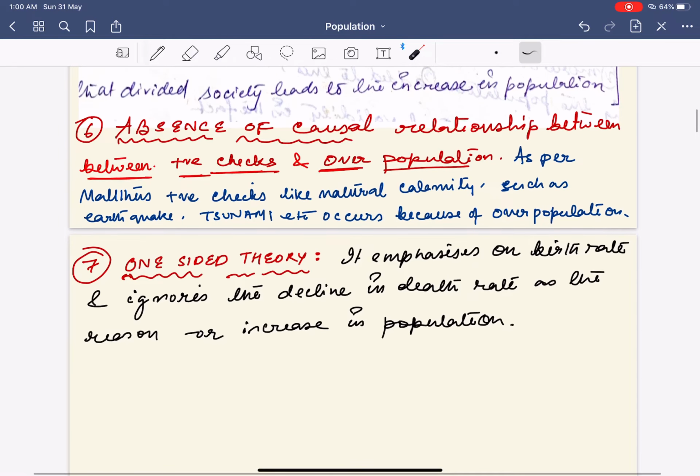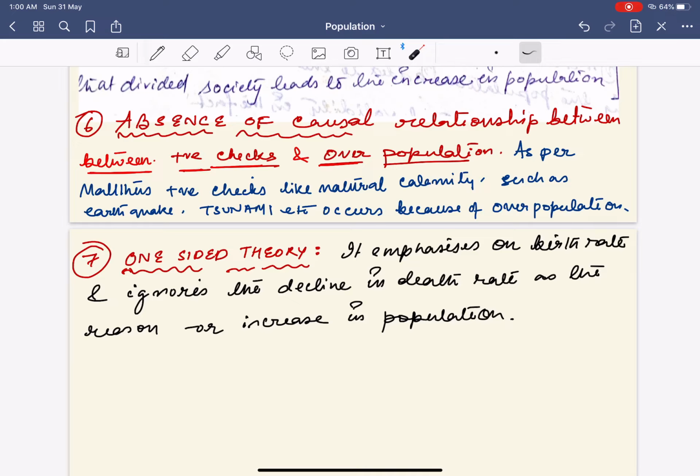Again, Malthus' theory was one-sided. Why was it one-sided? He emphasized the birth rate and ignored the decline in the death rate. How does the population rise? Population rises when the birth rate increases, but also remember that population rises when the death rate decreases. Malthus completely ignored that. Malthus said that population is rising because there are more births. He completely ignored that population is rising not just because of the birth rate but because of the decline in death rate. It is so simple. Hence Malthus completely ignored the death rate.